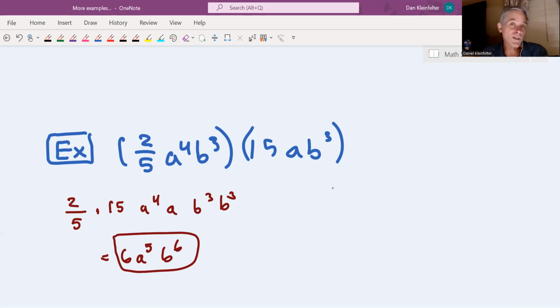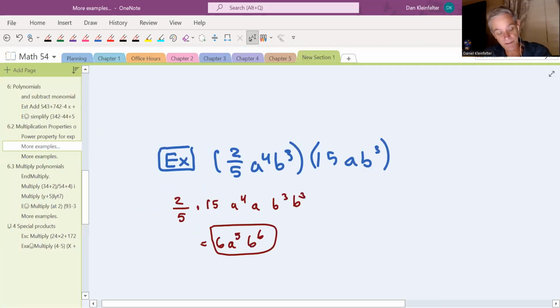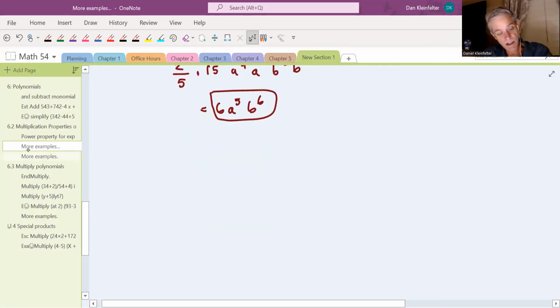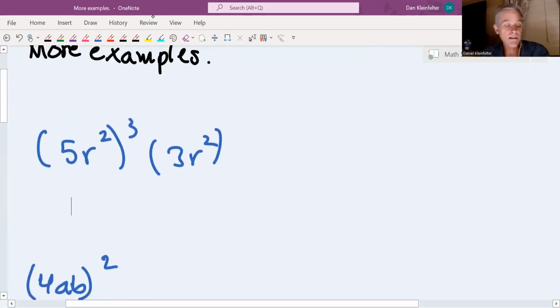You'll notice when we're fully simplified, we don't have the same base written more than once. We don't have powers raised to powers anymore, and we don't have any parentheses left. There's a couple more examples, and then we'll be all finished. So once again, try pausing the video, try this example yourself, and then restart the video and see how you've done.